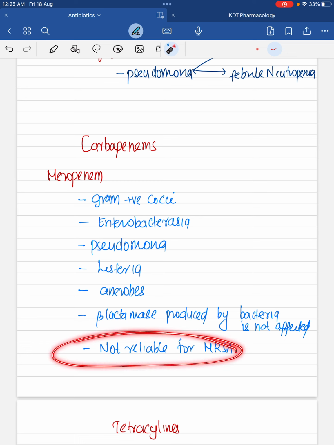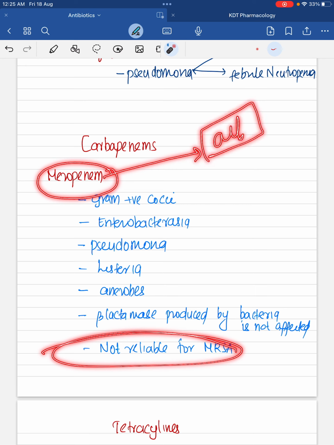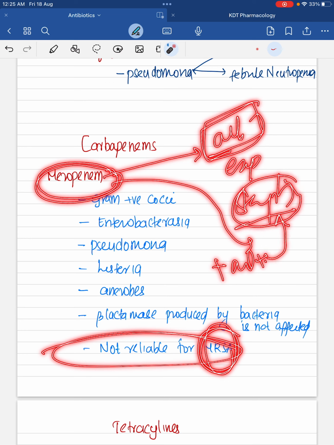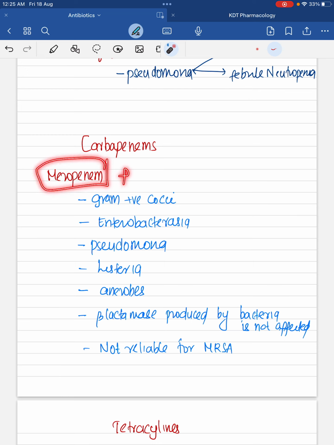This much clear? So meropenem will be covering all except MRSA, which means staph. So if you are giving meropenem, we should supply another drug which will be able to cover staphylococcus in a case of a serious or sick child, or in a case of sepsis when we are not sure about the staph or the other organism. So we have to cover with meropenem along with another anti-staph medication that we will be discussing soon.